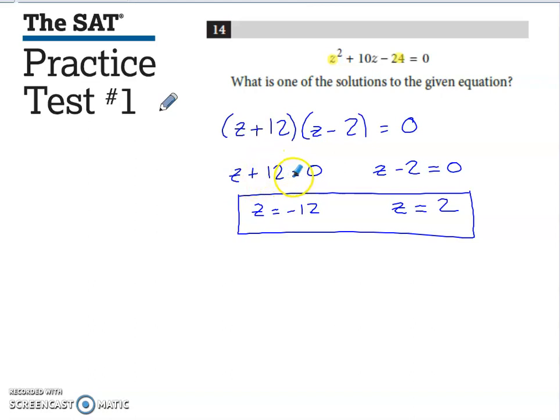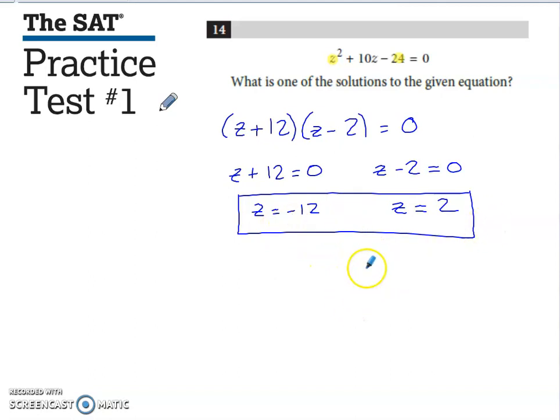When you set z plus 12 equal to 0 and you solve that equation, you actually get negative 12 as one of your solutions, and doing something similar with that second factor is going to give you positive 2 as your other solution. Now this problem asks for one of the two, so you wouldn't have to find both of these.